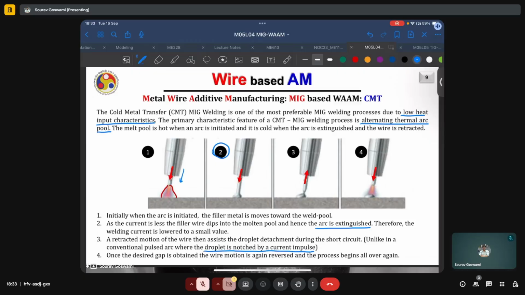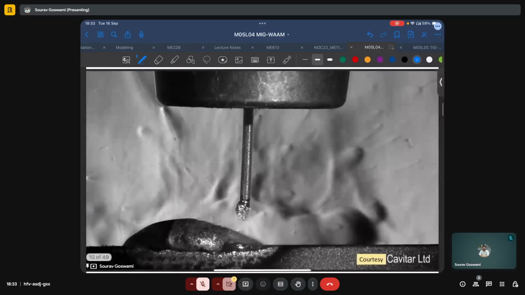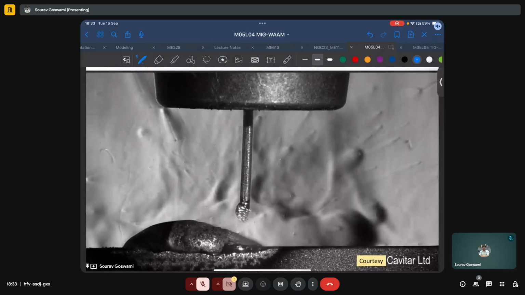So, as we can see here, the motion of the wire is not really unidirectional. In cold metal transfer, the wire will keep getting fed back and forth. As we also saw in this video here, where we saw multiple cycles of this wire moving down and then up, down and then up, and we see this molten droplet of metal, which it transfers to this layer which is getting deposited.